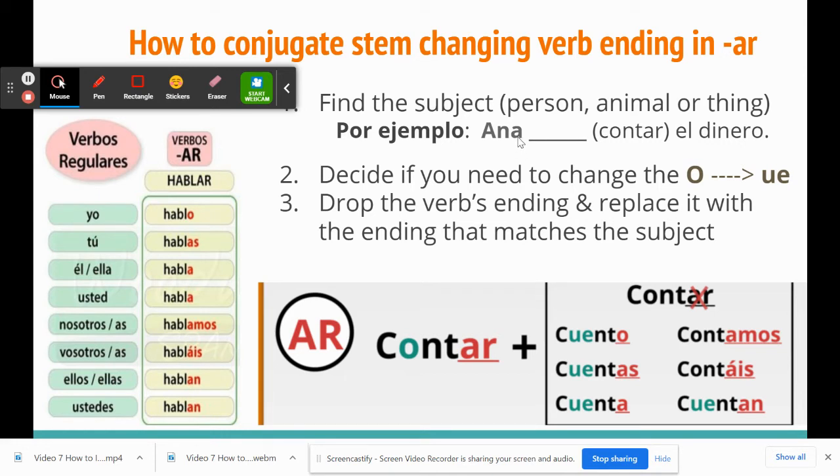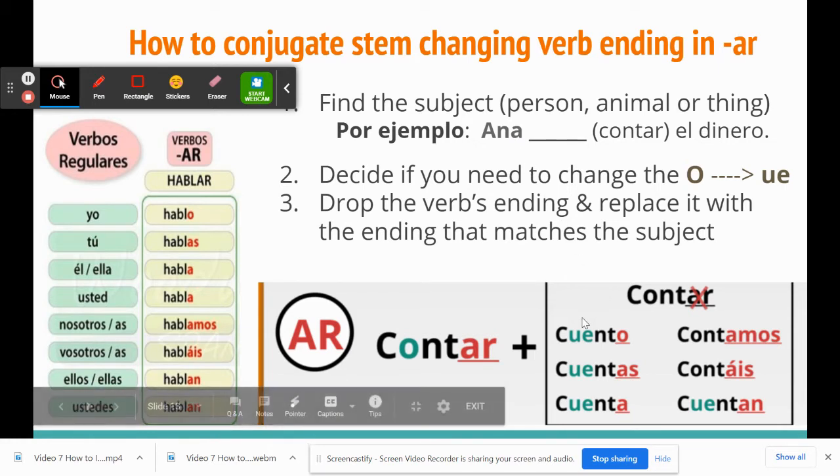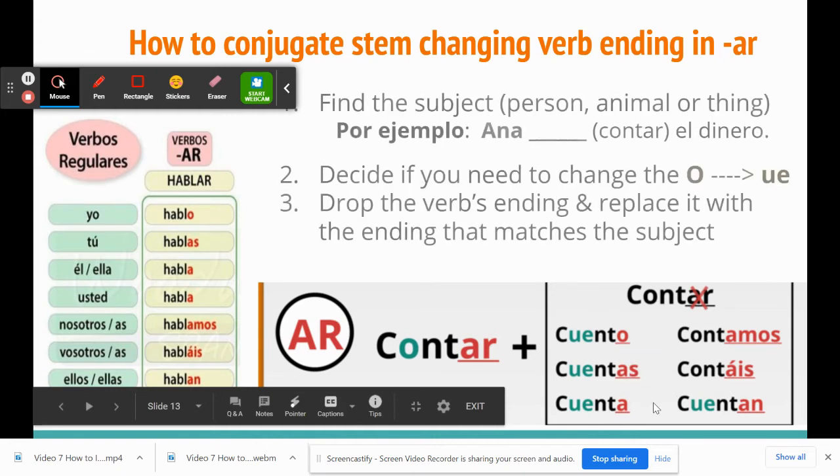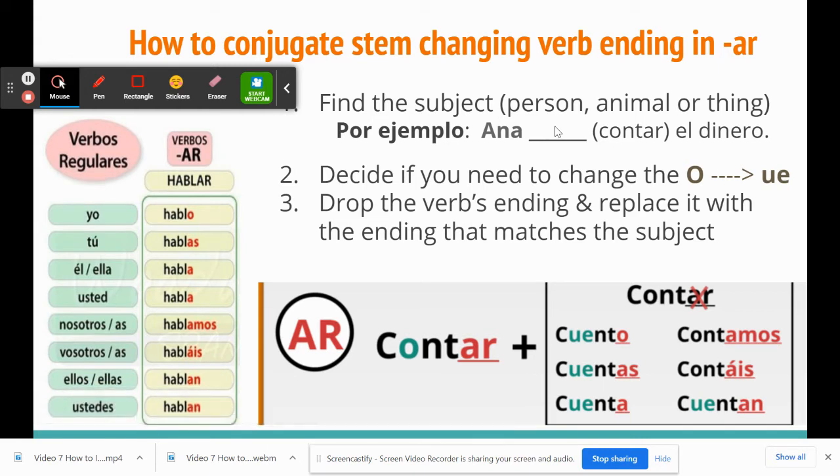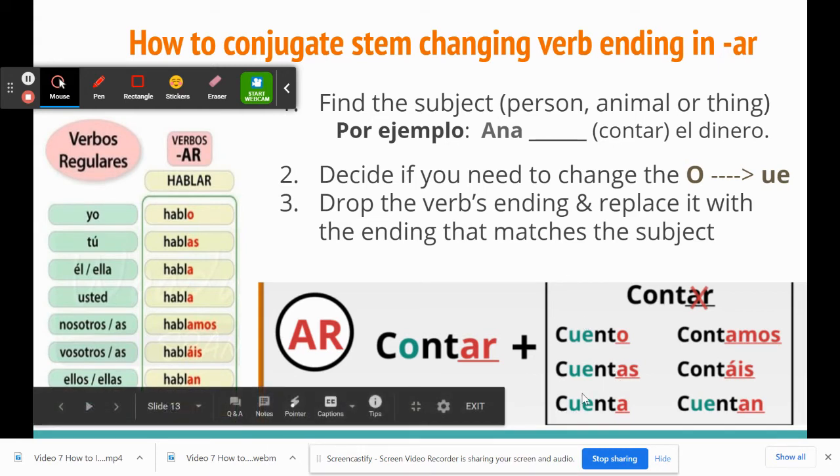that go inside or outside the shoe. So let's trace the shoe. You can trace it with your mouse if you need to. And then decide if you need to change it to a UE. Yes, you do. You do have to change it because the conjugation for ella is this one.